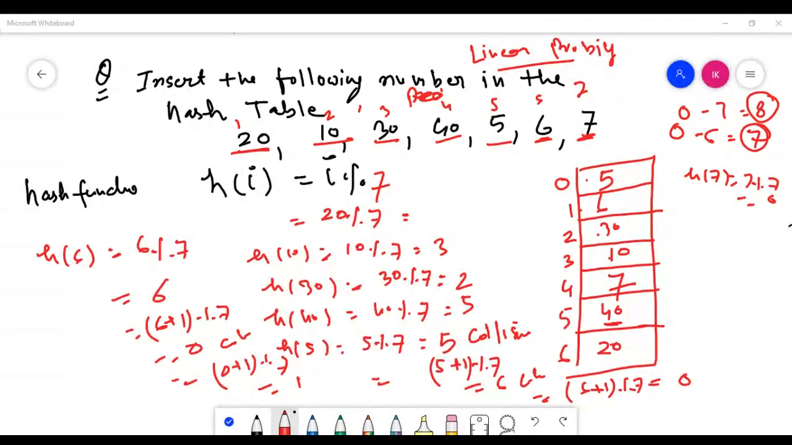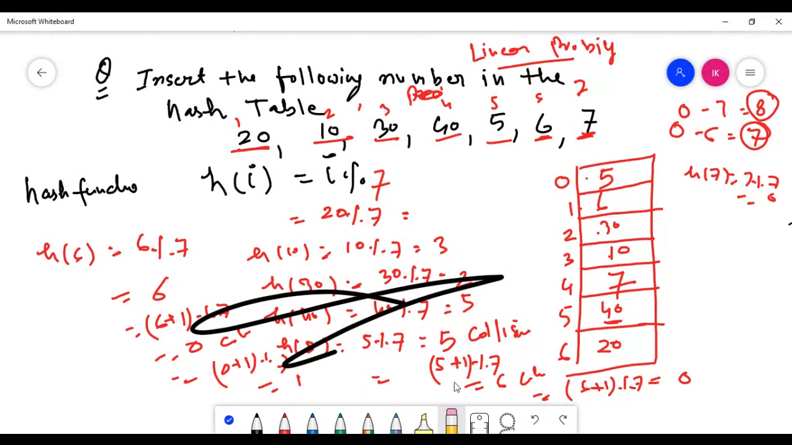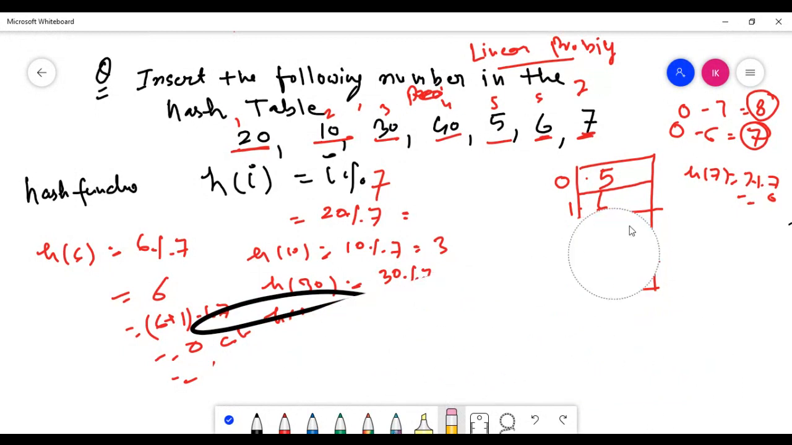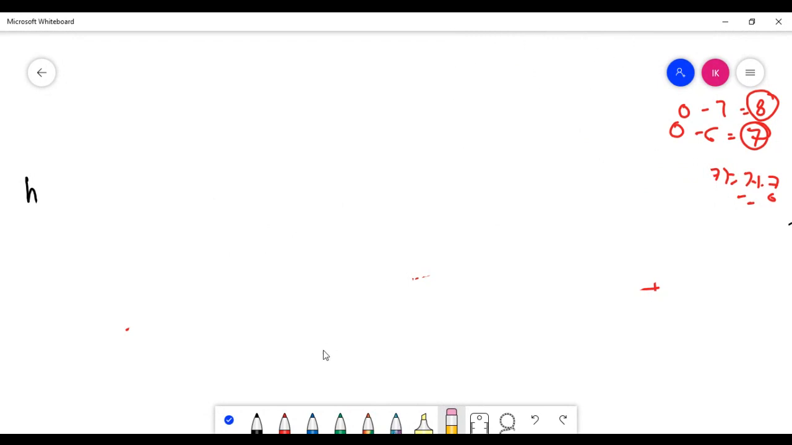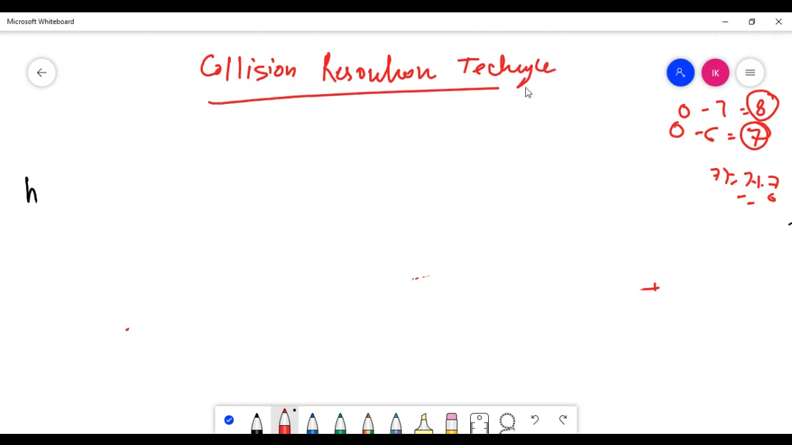Okay. So what I was about to tell you, I will tell you again. How we can solve the problem of collision. Collision resolution technique. One is called open addressing. I already explained this one, if you see in the recordings. And one is called close addressing.